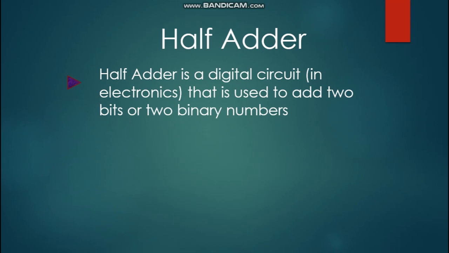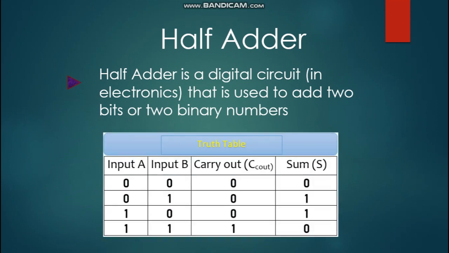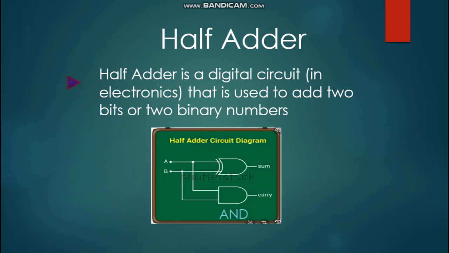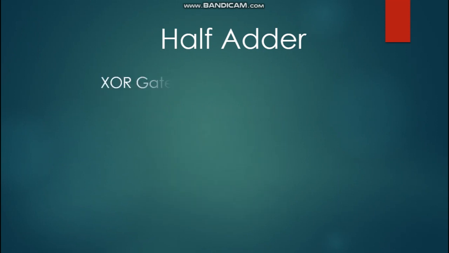As we know, while adding two binary numbers, we get a sum S and carry, commonly known as Cout. We can use AND gate to get the carry out and XOR gate to get the sum. Now a question arises here: why is exclusive OR gate used to generate the sum? Let's discuss the working of exclusive OR gate.